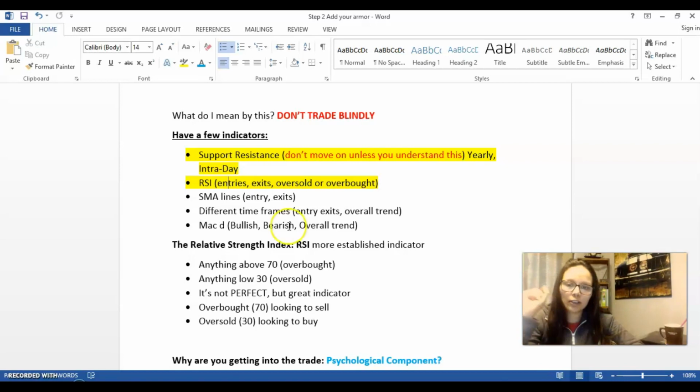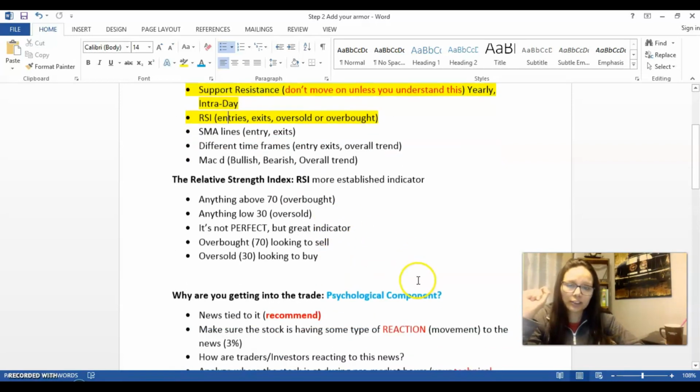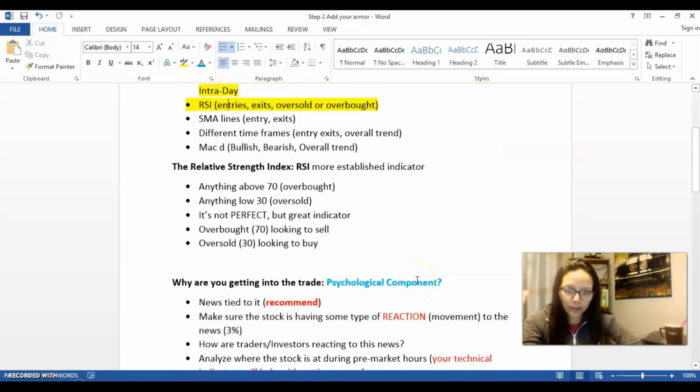So today, RSI stands for the Relative Strength Index. It's one of the more established indicators. I think it's been around since the 70s or something like that. But it's not perfect, okay? There's nothing in day trading that's going to align and be perfect, not all the time, okay?